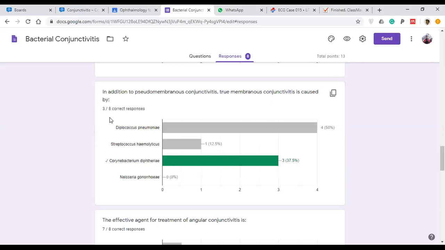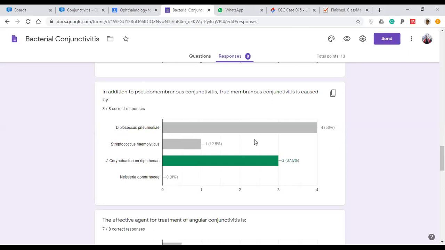So when we discuss pseudomembranous conjunctivitis, we have two organisms only. One is Corynebacterium diphtheriae, and the other is Streptococcus pneumoniae. So the correct answer in this case is Corynebacterium diphtheriae. Corynebacterium diphtheriae is famous for pseudomembranes and true membranes as well. You have to remember this.